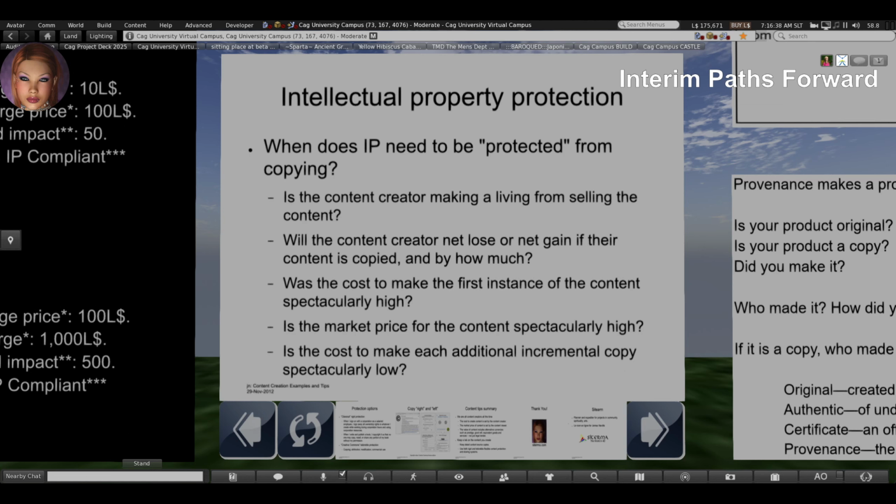When does property need to be protected? If the person is making a living selling it, then like a songwriter, they're going to want it to be copyrighted. Will they lose money if you copy it? There have been some spectacular court cases about songs, especially being sued. Or did it cost a lot to make? Was it really hard for them to write that song, or was it really hard for them to make that sculpture or that painting? And then finally, are people paying really high prices for it? These are the things that tend to make IP come in hot and heavy.